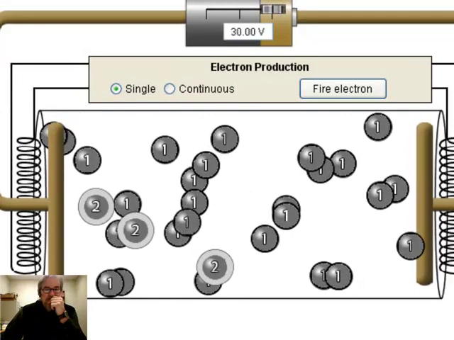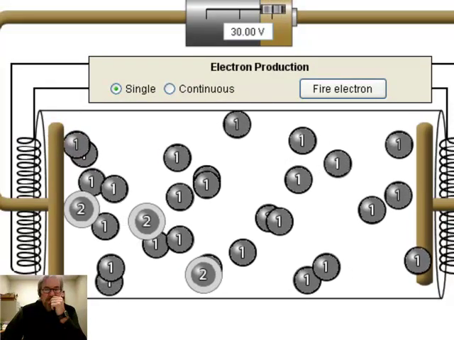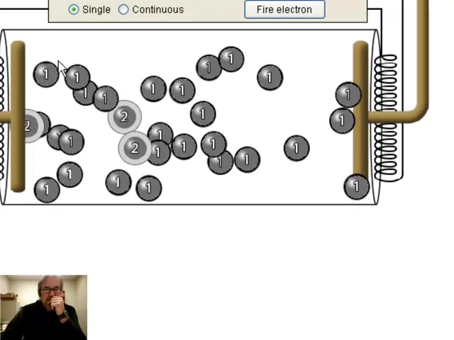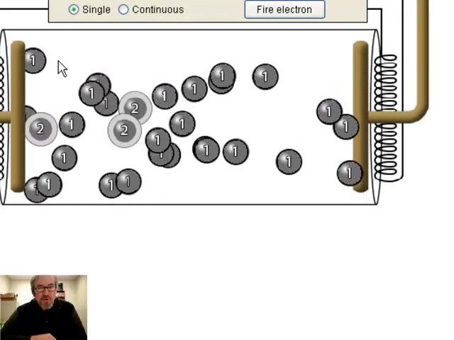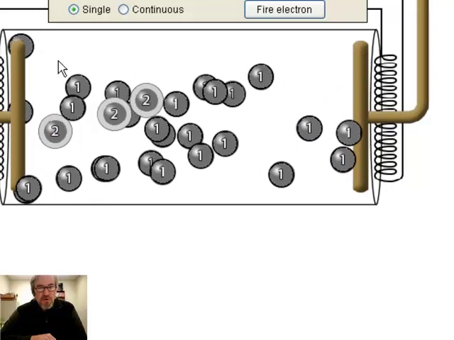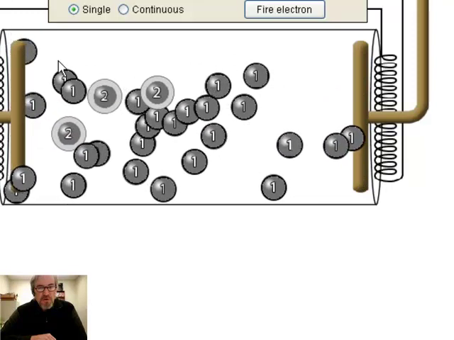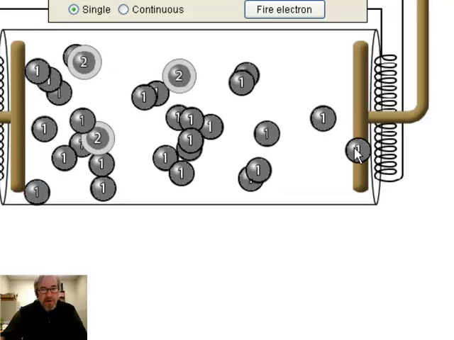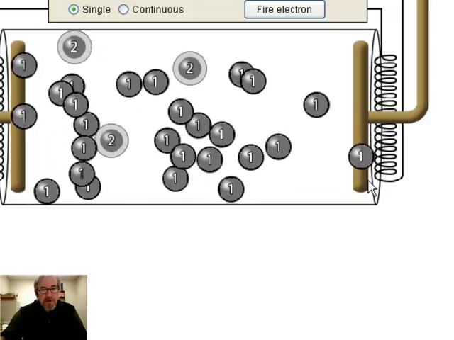In this visualization, what you're looking at here is what we might be able to see if we could see atoms inside of a neon light. Every one of these atoms here represents a neon atom, and the number that's on them is what energy state they're in. Most of them are in state number 1. A few of these are in state number 2.